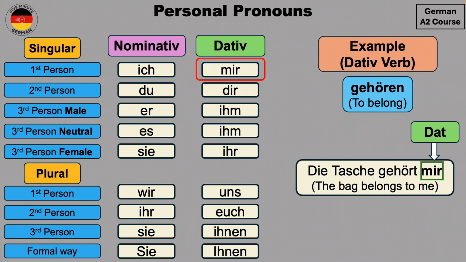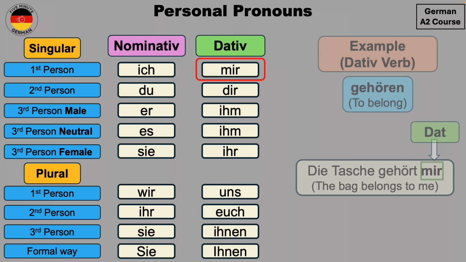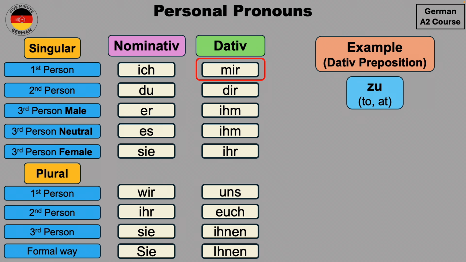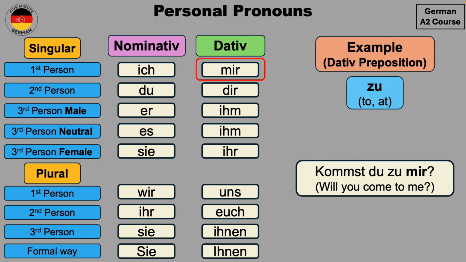So whenever you have gehören or a conjugation of gehören in a sentence, you will always use the personal pronoun in dative form. Now let's take an example with a dative preposition. We will take the preposition zu, which means to or at in some cases. So an example can be: Kommst du zu mir? Will you come to me or my place? Here again we have used mir because we have zu before it, which is a dative preposition.